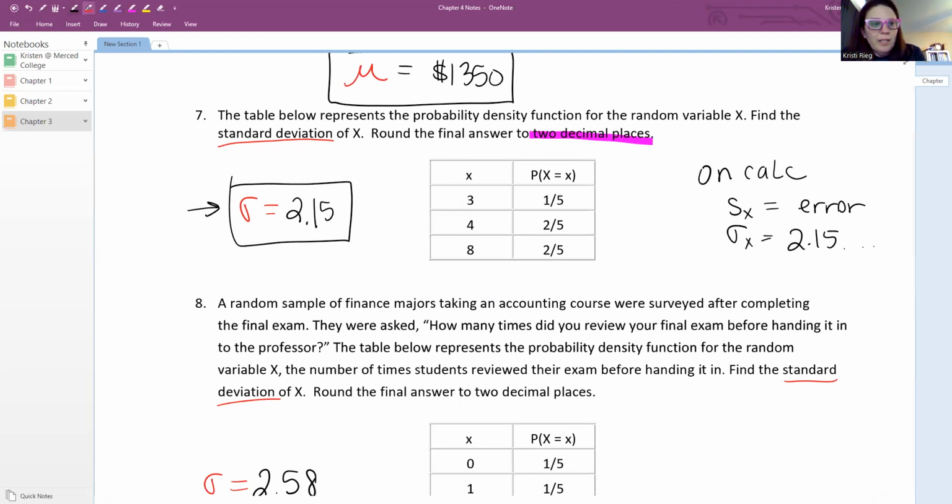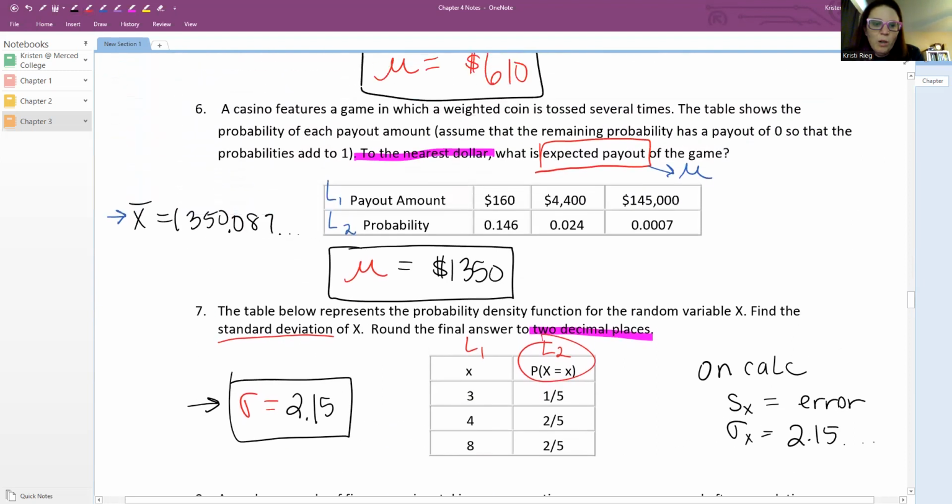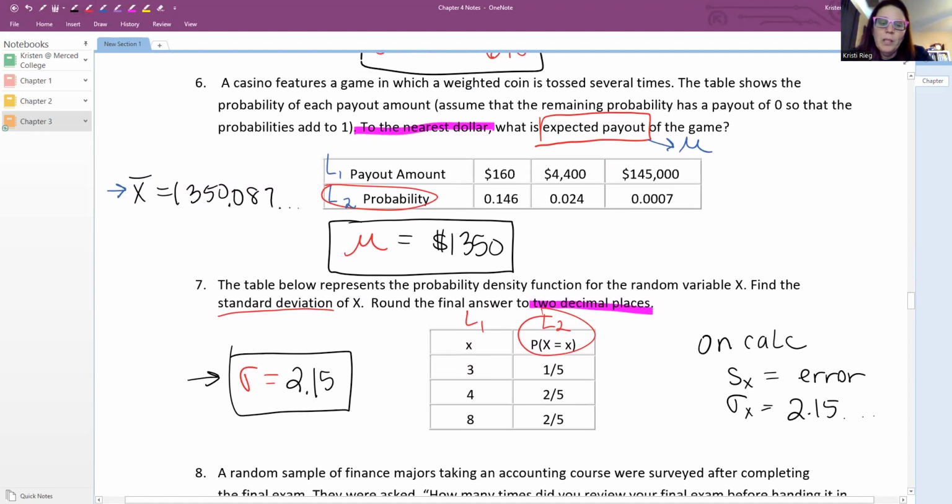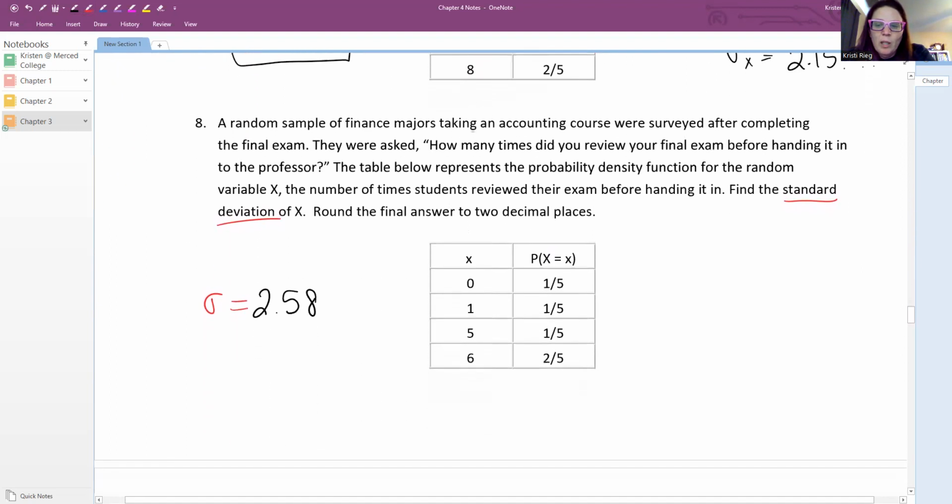Written a little differently because these tables on 7 and 8 are vertical as opposed to horizontal. And so L1 is our X and L2 is our probability. L2 is always the probability, whether it's written straight down or whether it's written across. All right, last but not least, again, we're looking for standard deviation, which is going to be sigma. Here's my table, L1 is X, L2 is probability. It says to round to 2 decimal places. So throwing that into your calculator, we get 2.58.